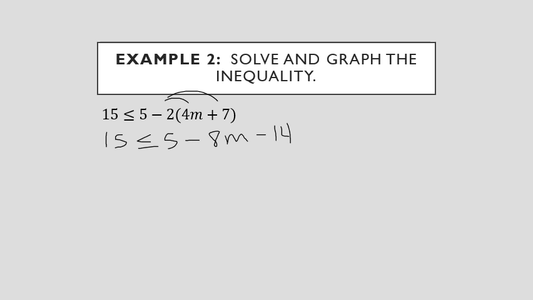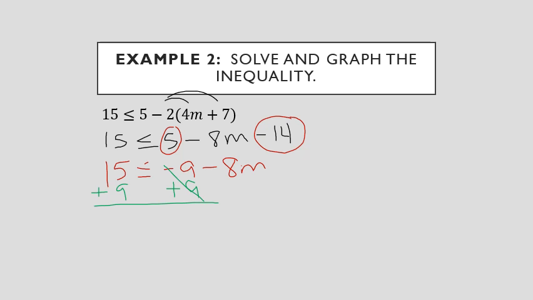From there, I have to combine like terms. And remember, if they're on the same side, don't change the sign, just combine. So this turns into 15 is less than or equal to negative 9 minus 8m. My next step would be to move the variable, but I don't have any variables to move here, so I'm going to add the 9 to both sides of the inequality symbol. This becomes 24 is less than or equal to negative 8m. Then I divide both sides by negative 8.